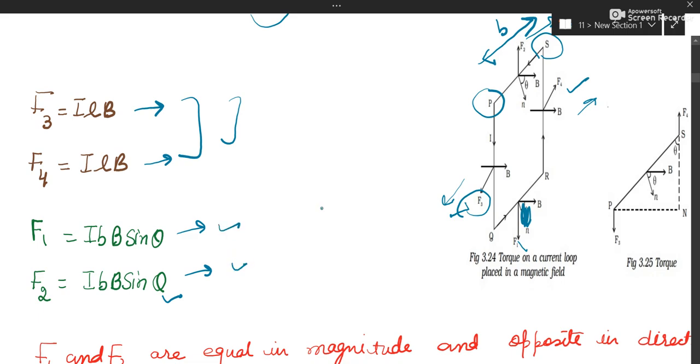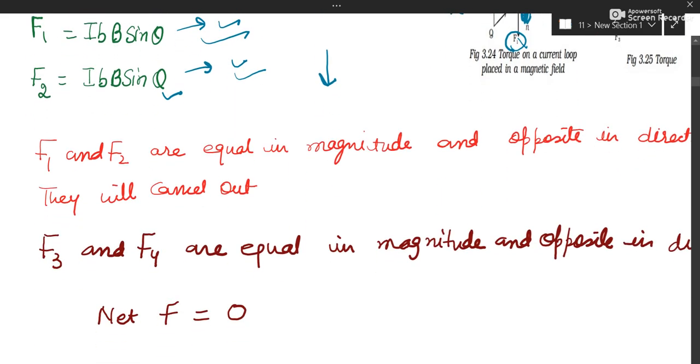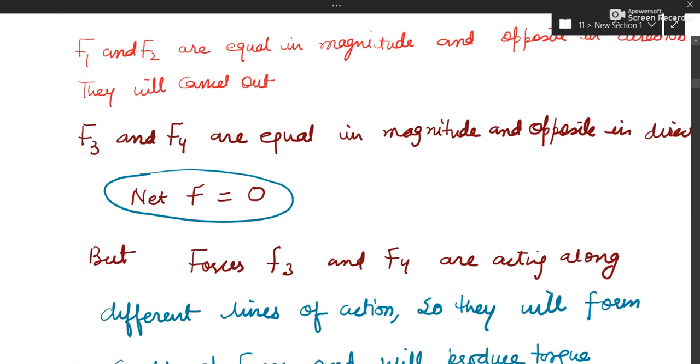So they are equal and opposite, they will cancel out. These are also equal and opposite. F2 is like this, and F1 is like this. You can see here. Okay, this you will know by practice. So they are equal and opposite, so they will cancel out. So all the forces are getting cancelled. So net force on the rectangular loop kept in magnetic field is 0.